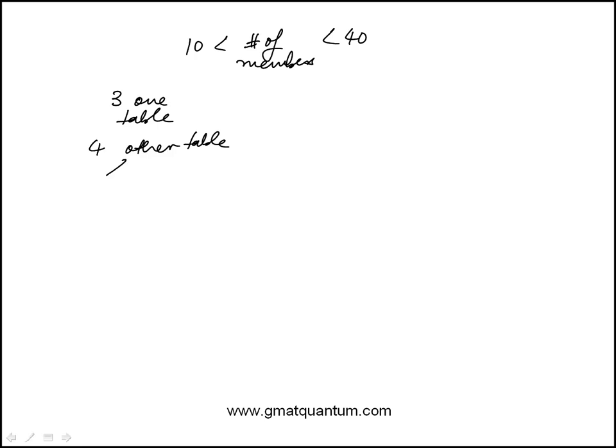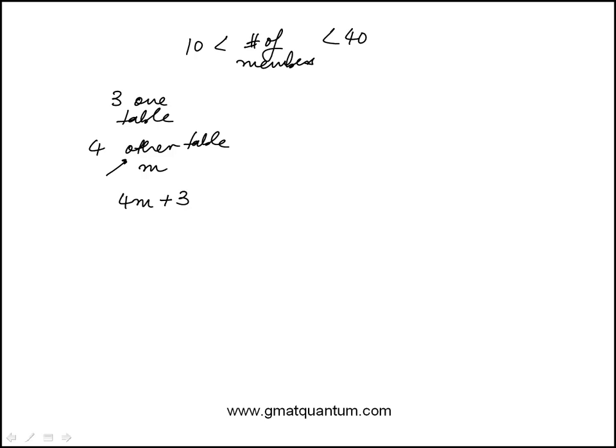So in this problem, we're given that the number of members at a certain club is between 10 and 40. And then we're given these two conditions. I mean, they really are remainder problems. And we're told that sometimes the members sit at tables with 3 members at one table and 4 at each of the other tables. So if there are, say, m of those tables, then the total number of members would be 4m plus 3.